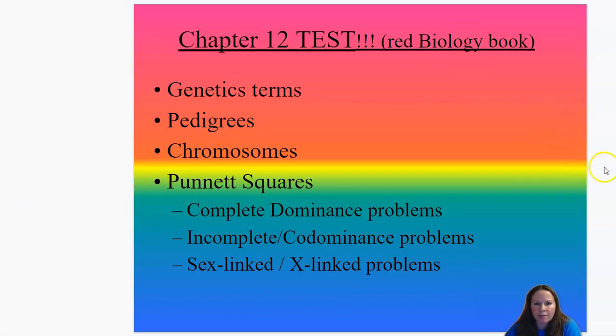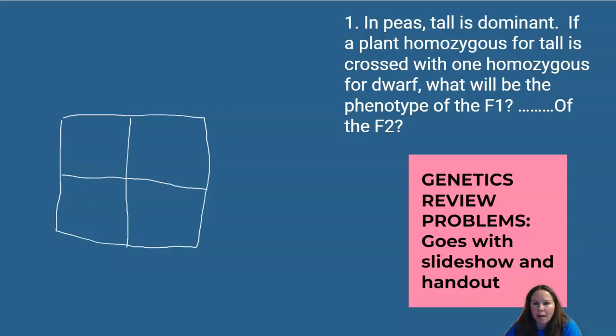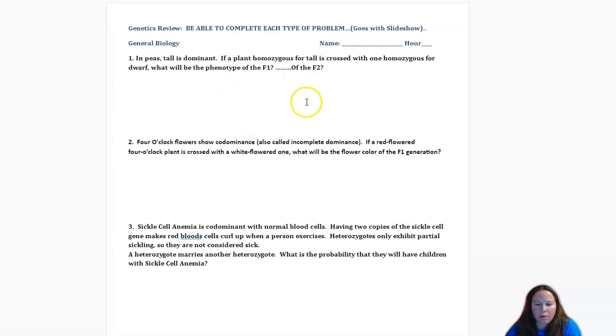So I'll be moving back and forth. This is our Chapter 12 test from the Red Biology book. We'll look at genetic terms, pedigrees, chromosomes, Punnett squares, which include the different types of problems, such as complete dominance, incomplete and codominance, and sex-linked or X-linked problems. All right, so follow along on your worksheet, and I'll be completing these problems.